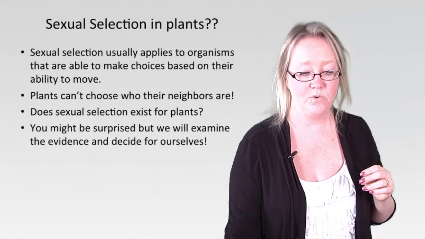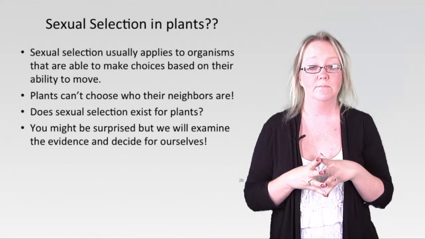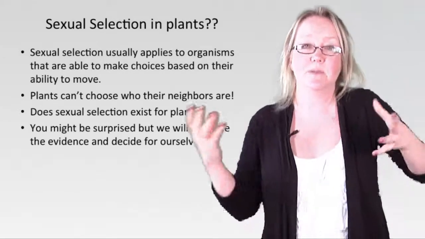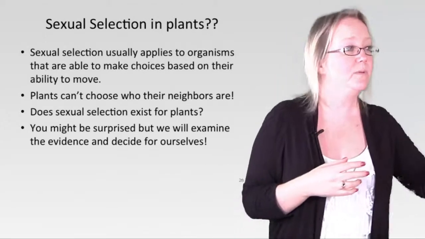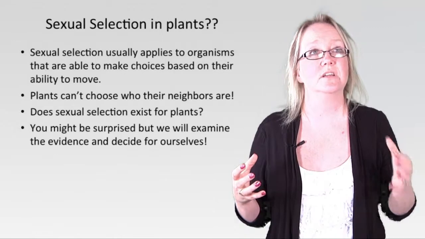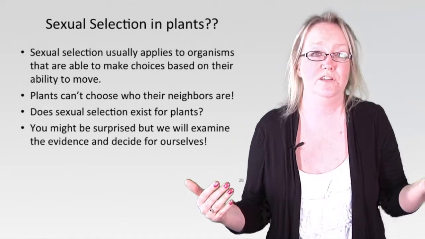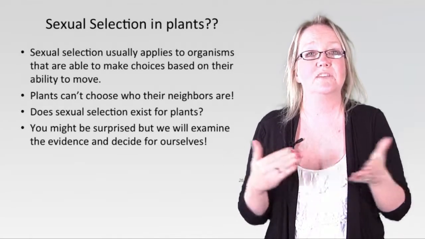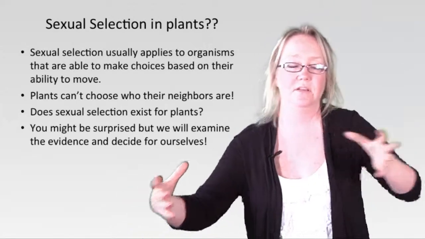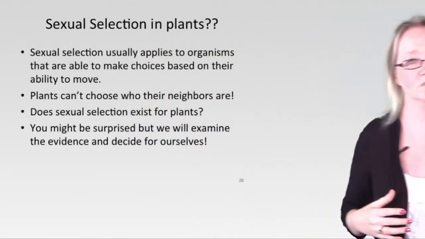And then finally, we are going to look at sexual selection in plants in our fourth week of this grouping. As I said, some people think sexual selection happens in plants, and some people think it doesn't. Generally, sexual selection happens in organisms that are able to make choices about who they're going to breed with. In order to make choices about who you're going to breed with, generally you have to be able to move around. And actually, I'm going to choose this guy as opposed to this guy.